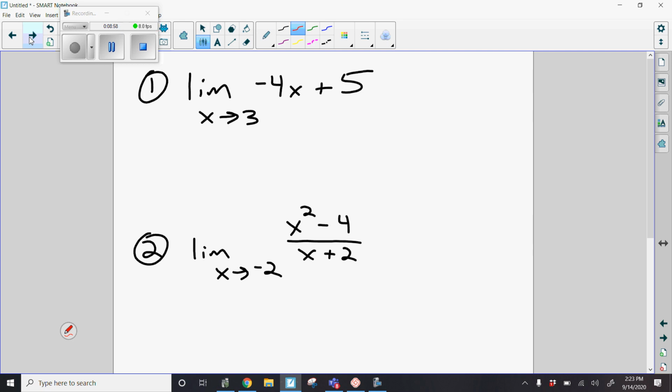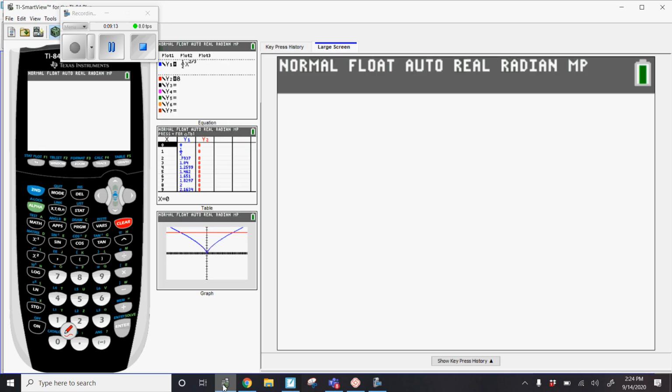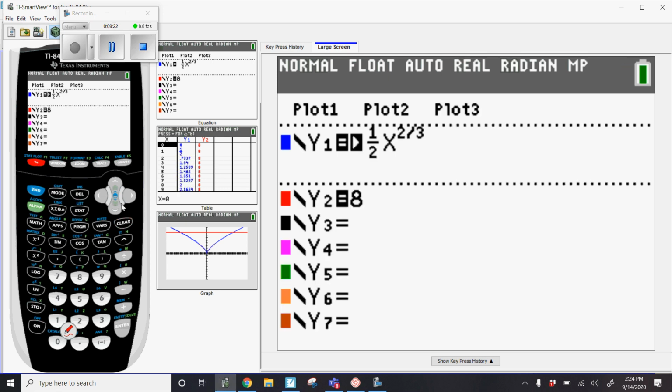Well, let's take a look at this first question. This first question says the limit as x goes to 3 of negative 4x plus 5. So that's our function, negative 4x plus 5, and x is going to 3. Let's take a look at that on a graph and see what the answer is first off. Oops, I need to do it in my y equals. So I'm going to do negative 4x plus 5. That's my graph.